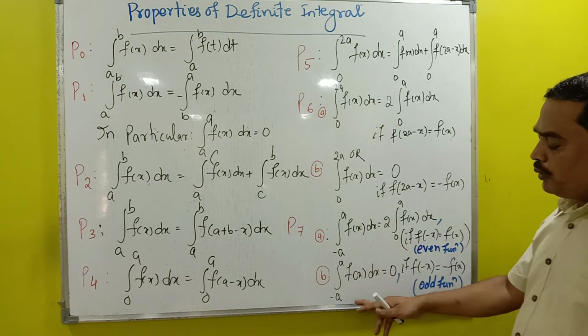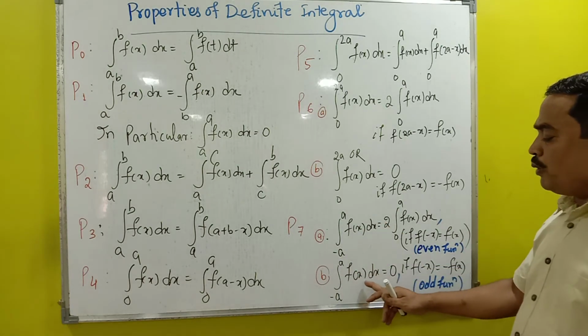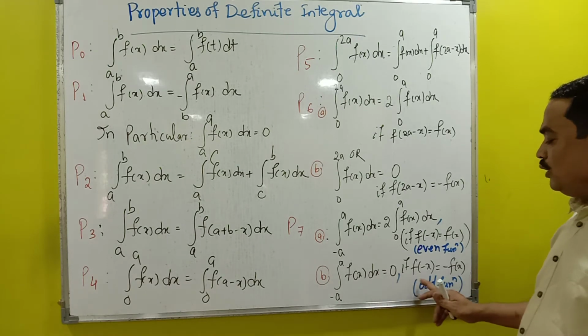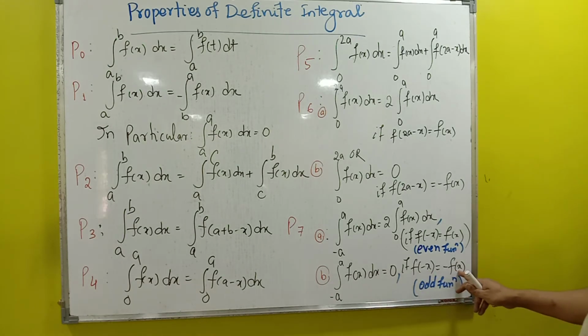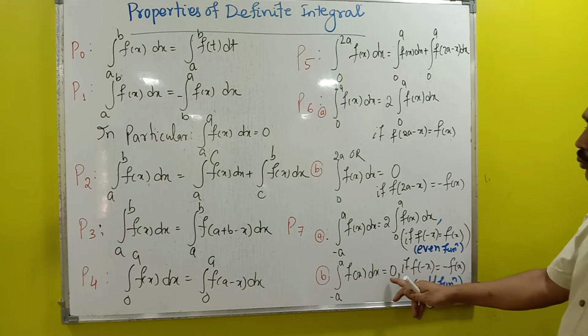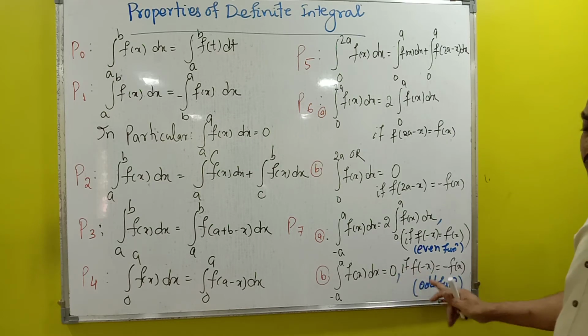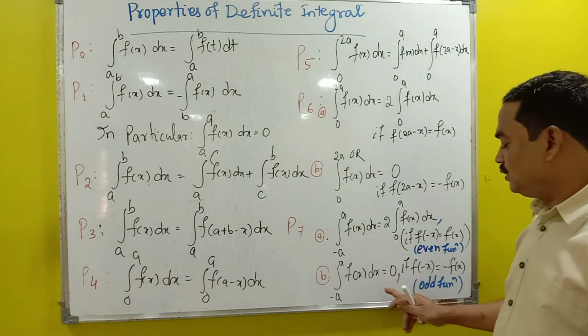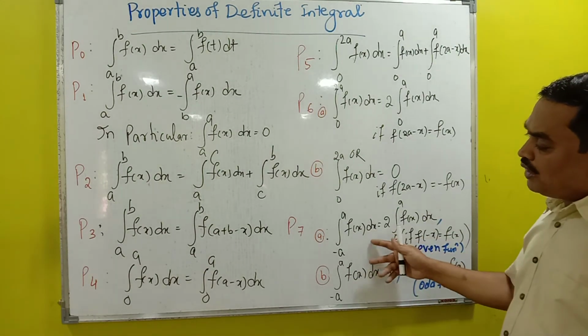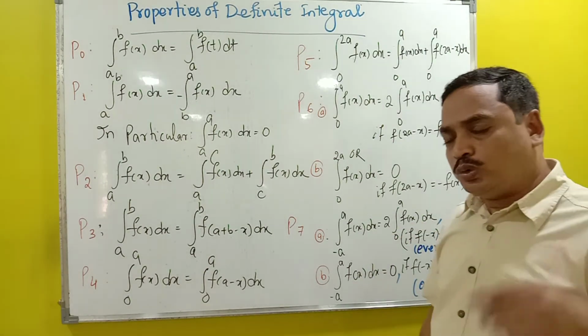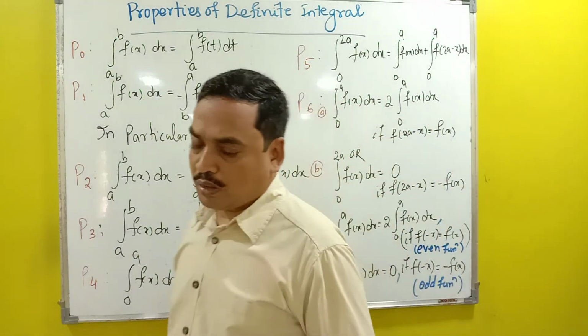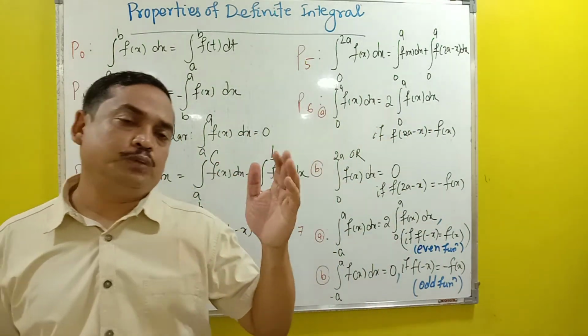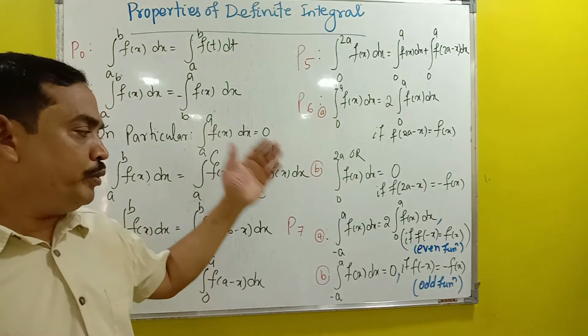And another property, integral minus a to a f of x dx will be 0 if f of minus x is equal to minus f of x. If it is minus f of x, in that case this will be 0. In this case, f of minus x equal to minus f of x is known as an odd function. And particularly from property 7, they used to ask 1 mark questions in your board exam or MCQ questions, which is very important for all your competitive exams.